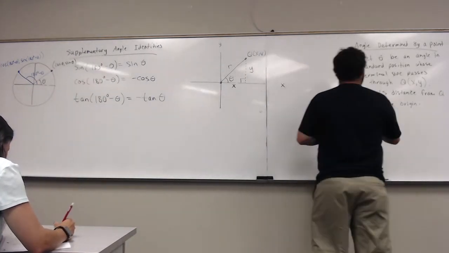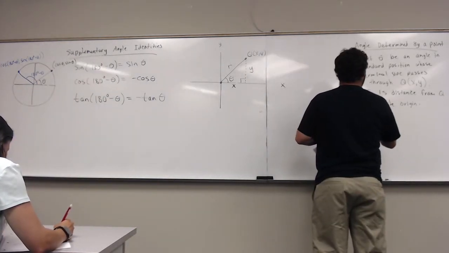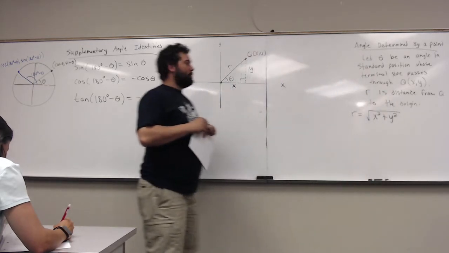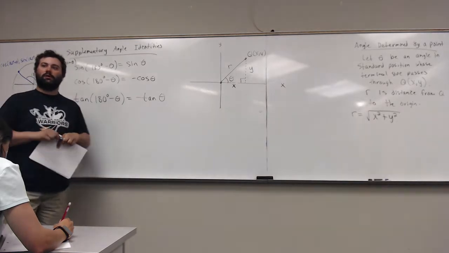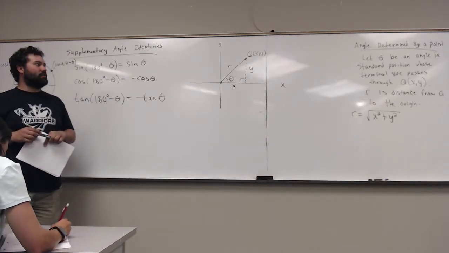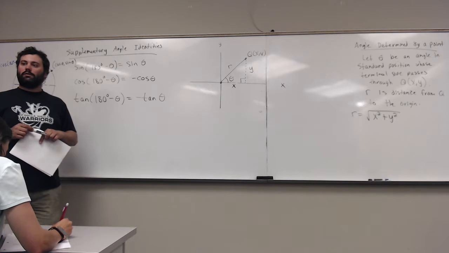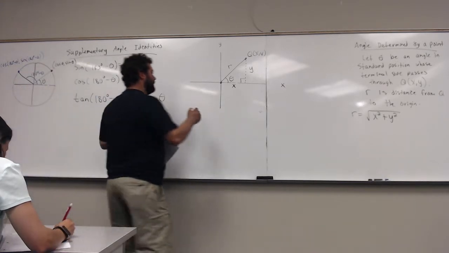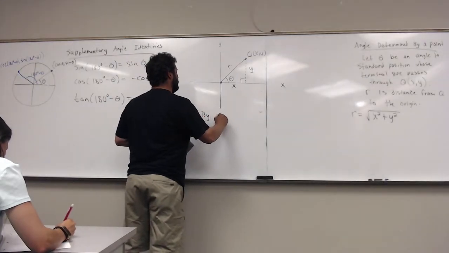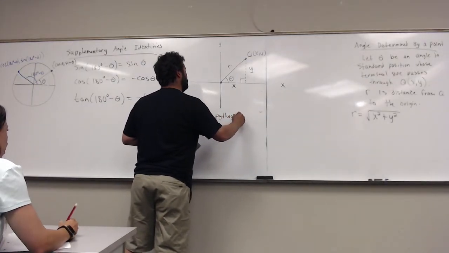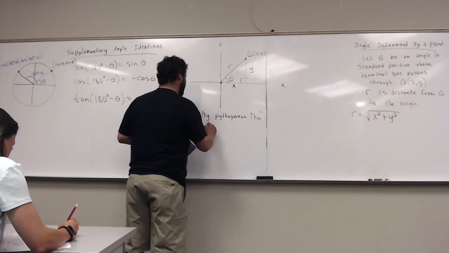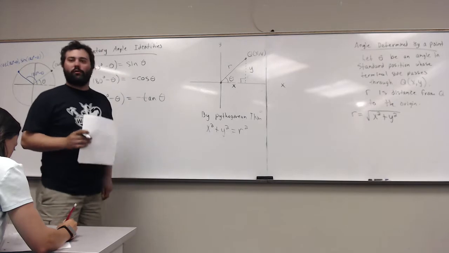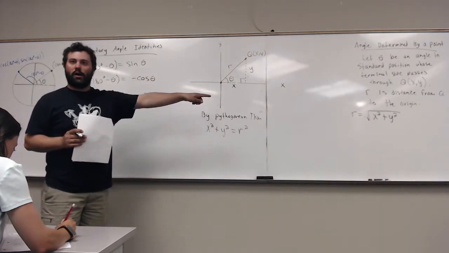So on your papers, you might see that we have r is equal to the square root of x squared plus y squared. So where am I getting that from? What theorem is going to relate x, y, and r? Yeah, that's going to be your Pythagorean theorem. By the Pythagorean theorem, x squared plus y squared equals r squared. And then if you take a square root on both sides, that's how you get r.